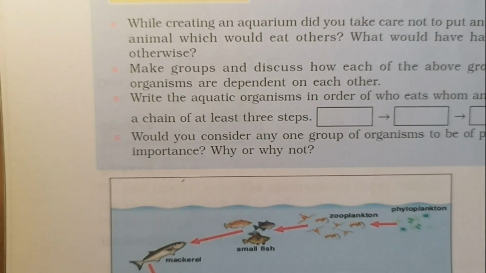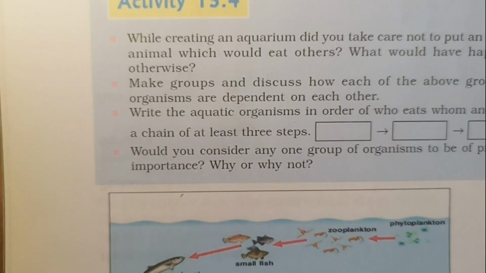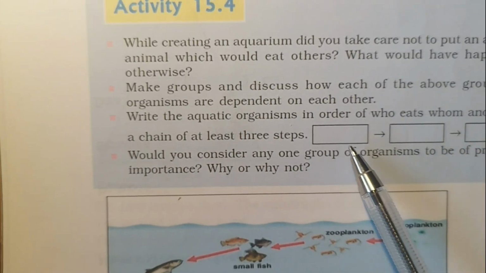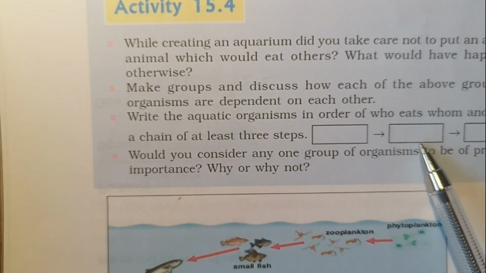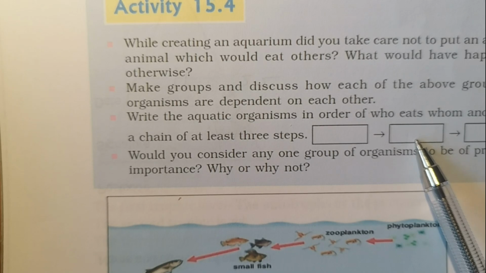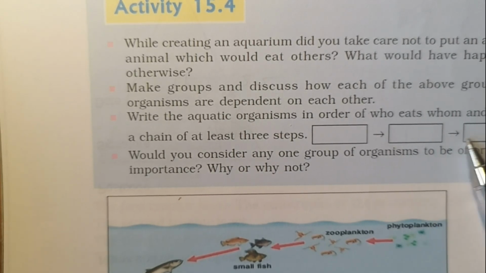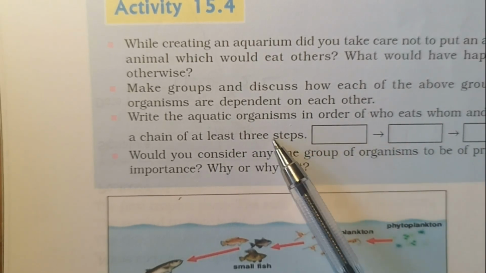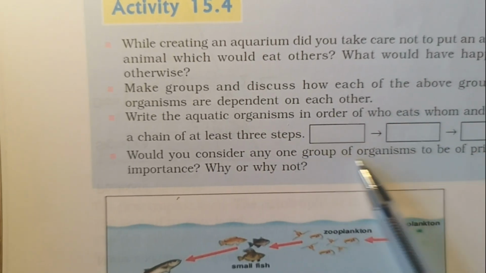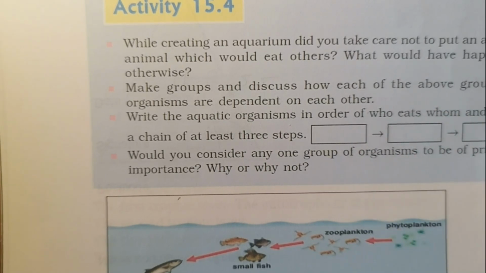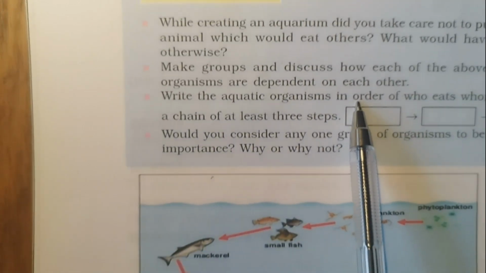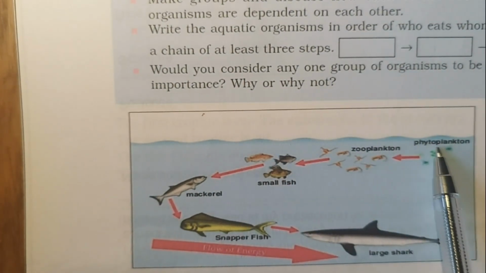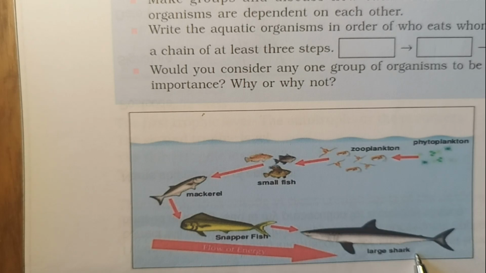But in an aquarium, the ecosystem will be simple. If you have plants and the small fish and the large fish, or plants and the small zooplankton kind of organisms, small animals, and the fish, so you will have a very short aquatic chain in the aquarium. But for the aquatic organisms that live in natural habitat, the chain could be a big one.